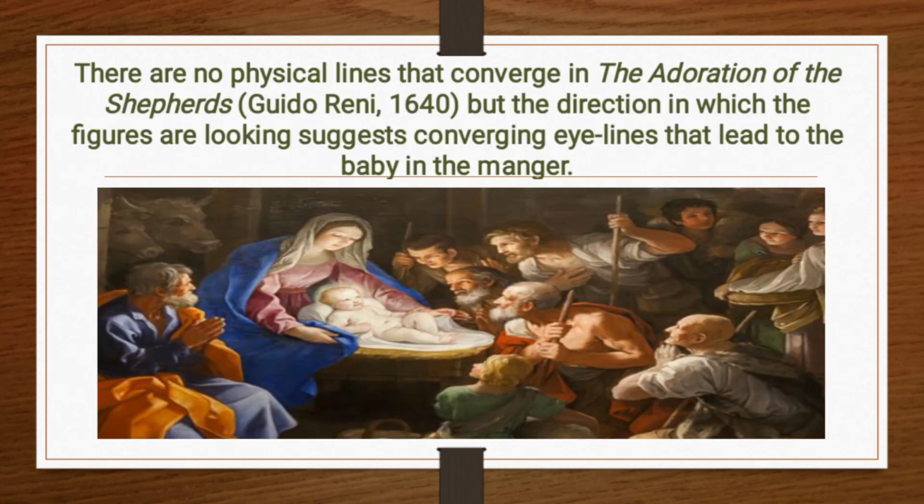Now let's check another one right here. We have the Adoration of the Shepherds. This work was done by Guido Reni in 1640. Now, there are no physical lines that show convergence in this work. There's no line pointing at the direction in which people should look. But you could see that everybody's eyes are turned to only one person, which is the baby in the manger.